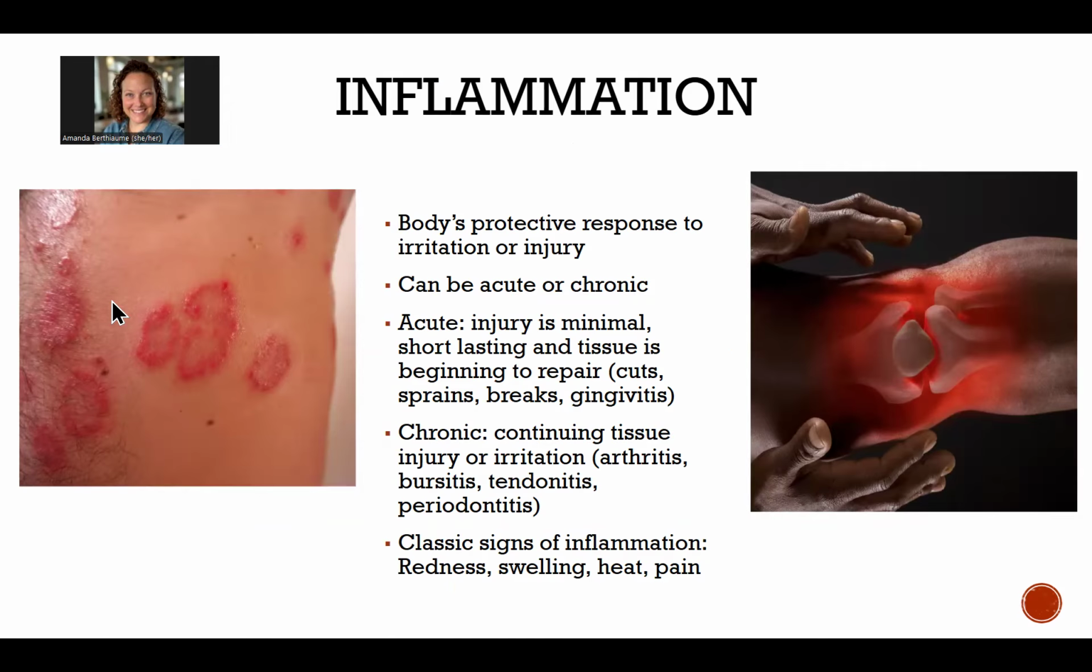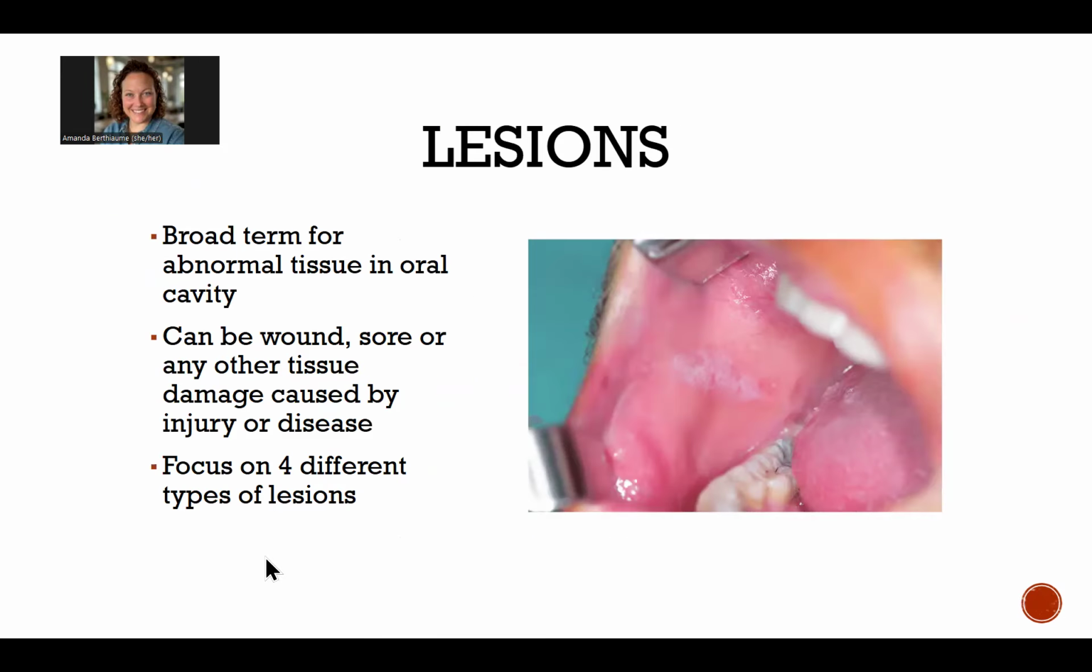Inflammation is your body's way of saying, hey, there's a problem here, right? So it heats up, it swells. Inflammation can be chronic or acute, so long lasting or really short in duration. It can be, for acute, cuts, sprains, breaks, gingivitis. For chronic, that gingivitis has gone on long enough that it becomes periodontitis. But classic signs of inflammation are redness, swelling, heat, and pain. So that's how we're looking for inflammation.